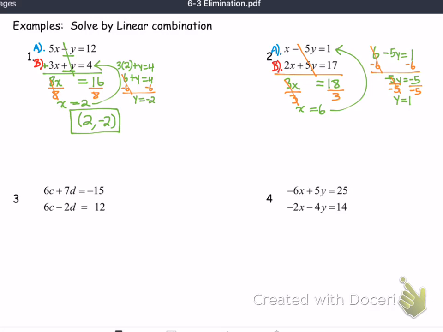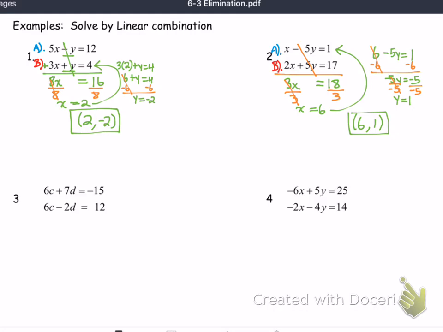When you plug in 6 for the x into line A, you'll get that y is equal to 1. If you plugged it back into line B, you'll still get y is equal to 1. But regardless, we see that our solution is 6, 1. So that's about as simple as it gets.